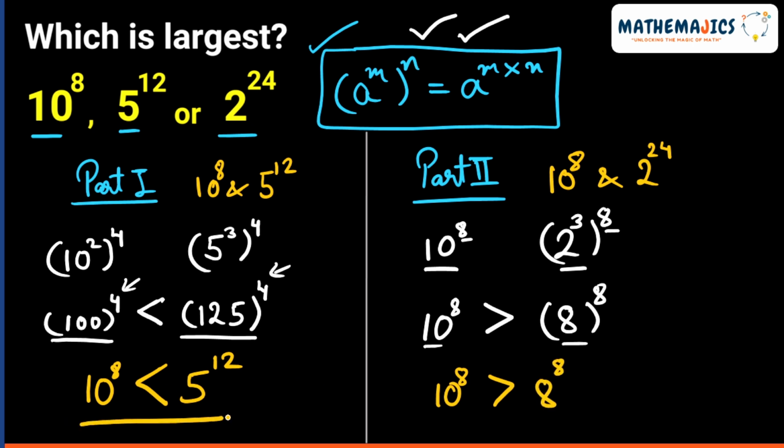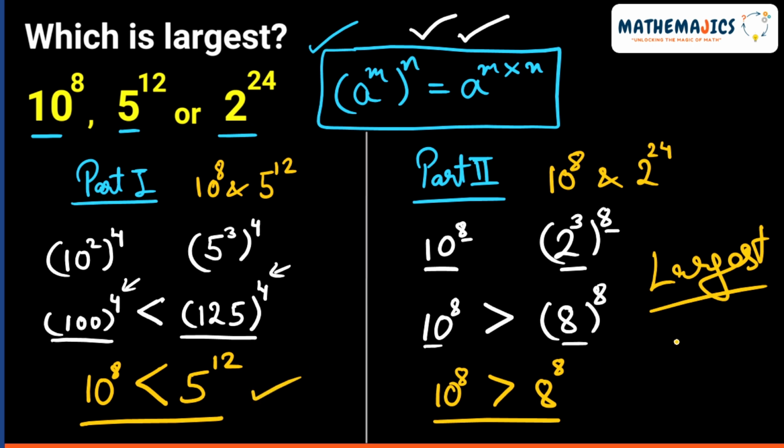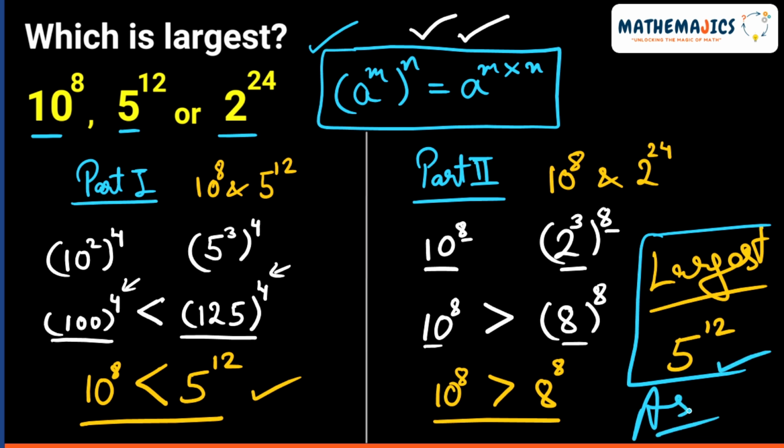So using these two, which is the largest? Please tell. If I use these two, which is the largest number? I can clearly say that 5^12 is the largest number here. So this will be my final answer. 5^12 is the largest number.